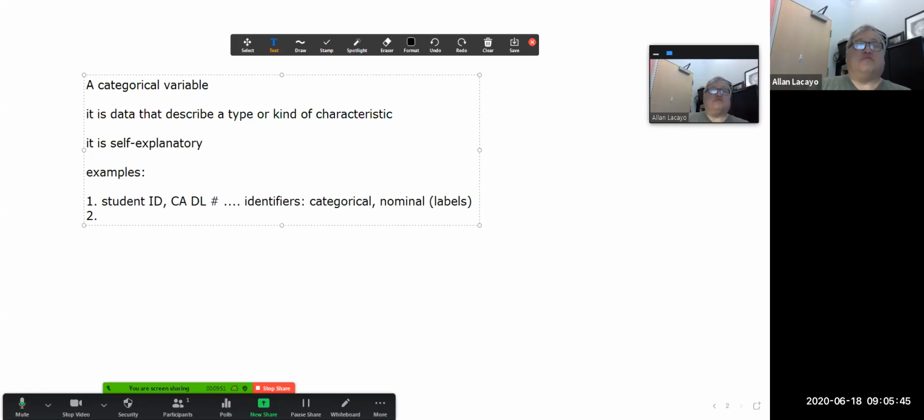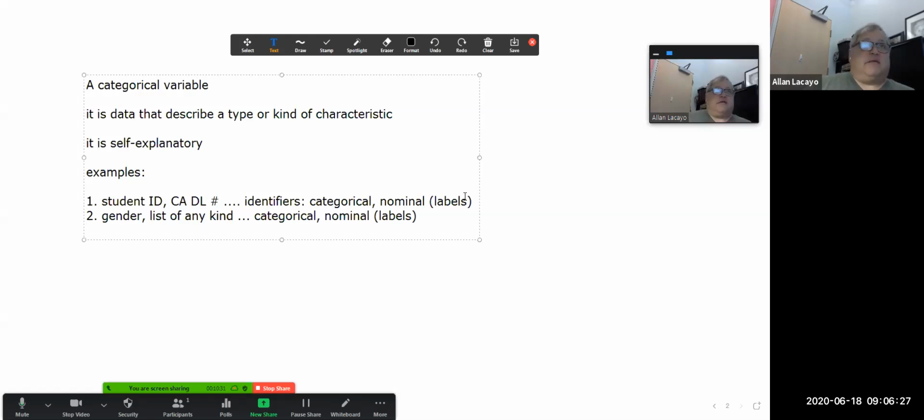Another kind of categorical variable would be something like gender, something that has a spectrum of possibility, a list of any kind. And these are called just categorical nominal. They're not identifiers because they are not unique to one person. Many people can share the same gender. Many people can share the same attribute, like brown eyes, or many people can have mustache or no mustache. Those are the kinds of variables that are categorical.